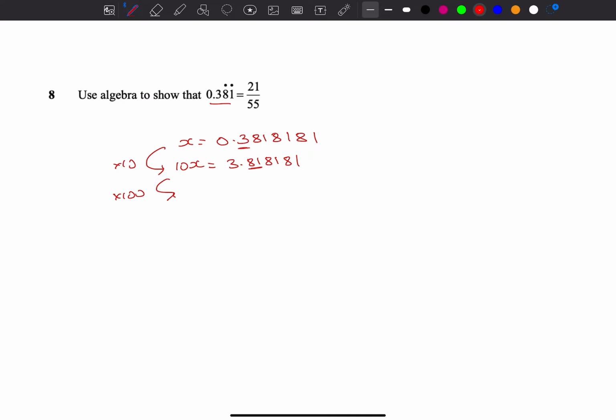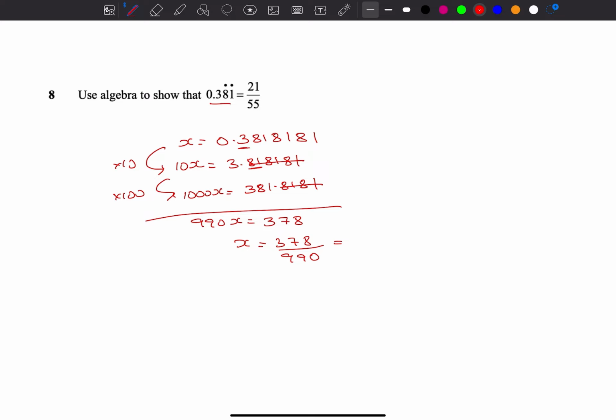Times it by 100. 10x times 100, 1000x is 381.8181. Subtract, and 990x equals 381 take away 3, which is 378. x is 378 divided by 990. Can you simplify? Normally you think divide by 2, but would it divide by 9? Yeah, you can divide by 9.